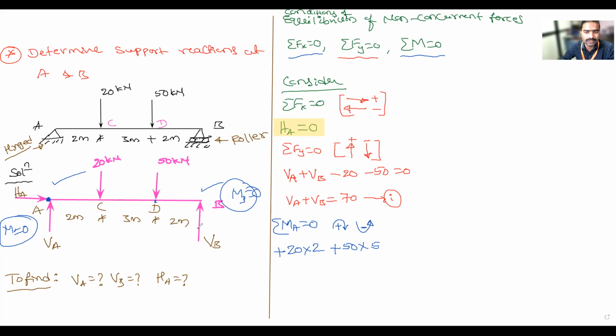Okay. Next force is VB. VB is moving in the upward direction. Is it producing clockwise moment or anti-clockwise moment? Anti-clockwise moment. It means negative. What is the force? Force is VB.